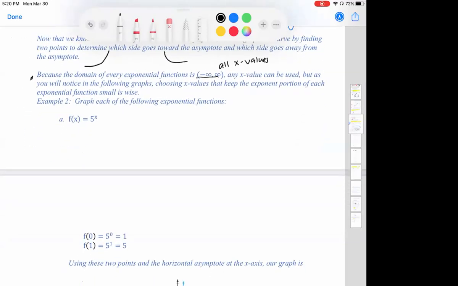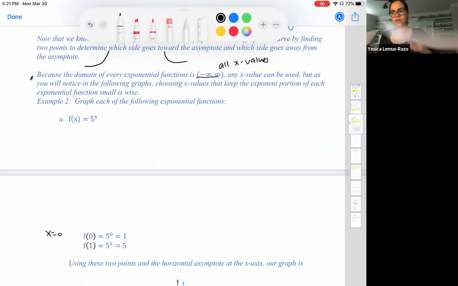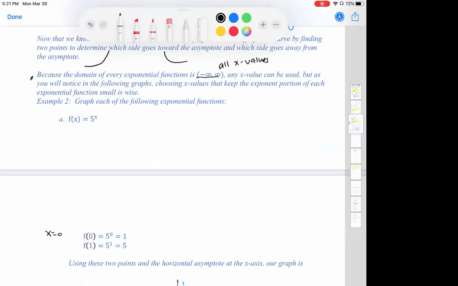Graph each of the following exponential functions. So the first one, A, is f of x equals 5 to the x power. So let's plug in 2 points. Here it's saying let x be 0. So you plug in 0, you get 1. So you have the point (0, 1). Now you're going to let x be 1. So you have (1, 5).